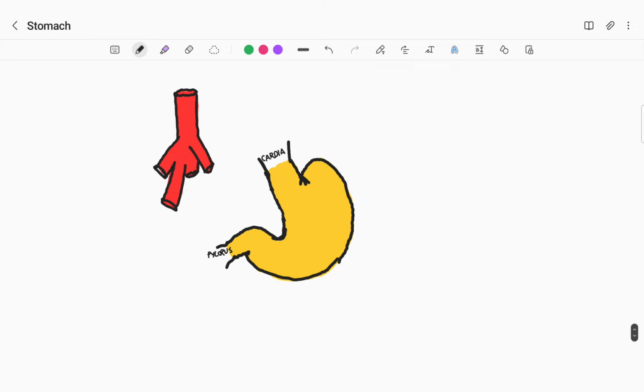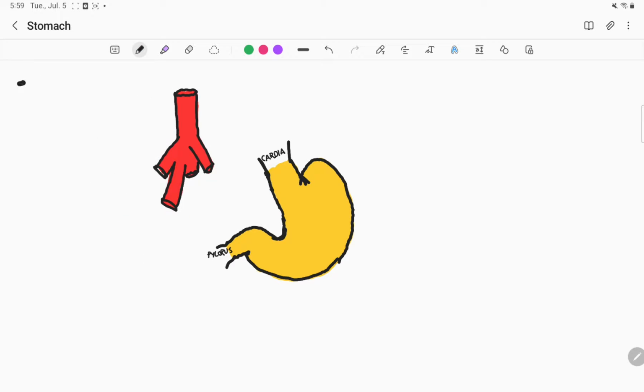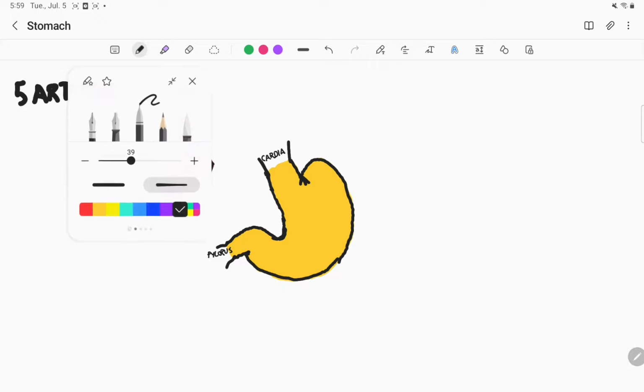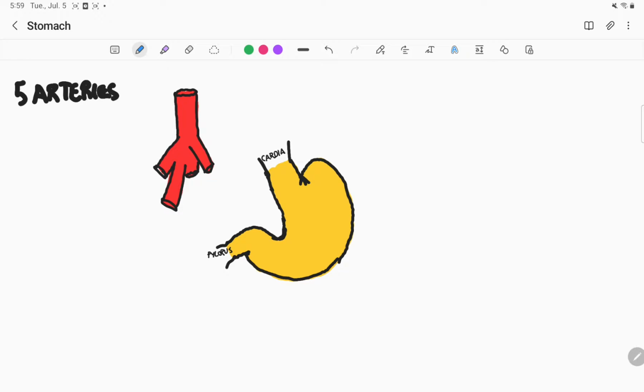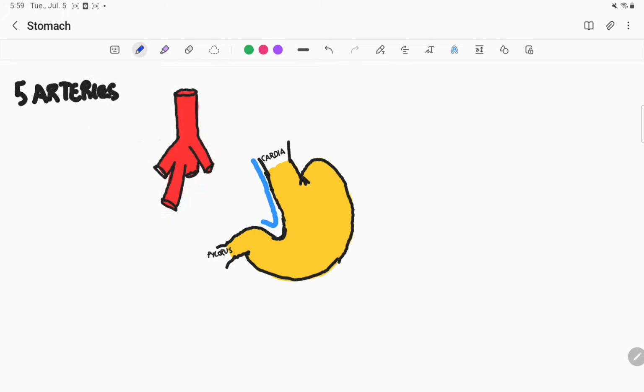Okay, stomach blood supply. Just a quick overview: there are going to be 5 different arteries that supply blood to the stomach. They all come off of the celiac artery. We're going to go through them one at a time, but I'm going to draw out the different sections, and then we're going to color code them.